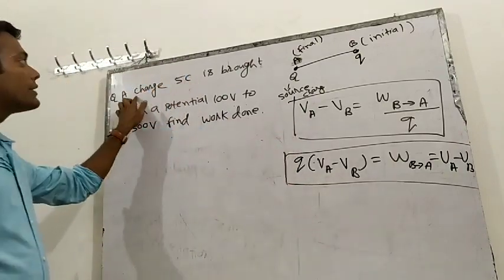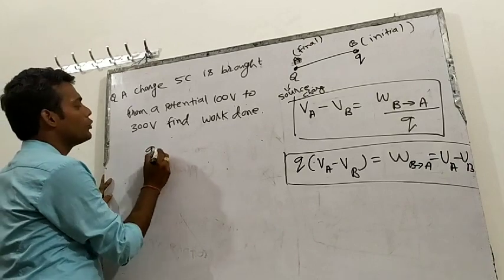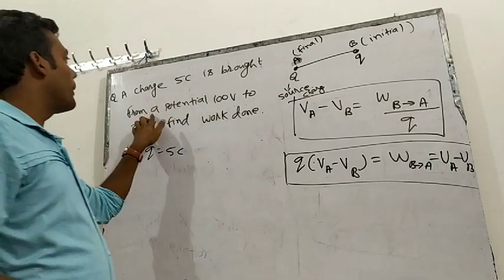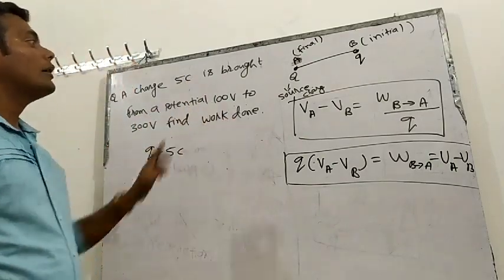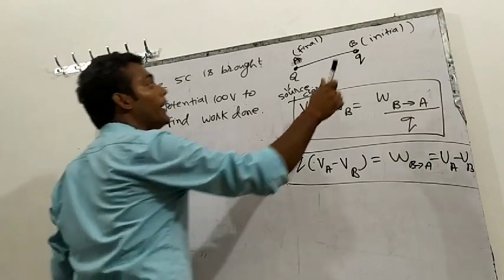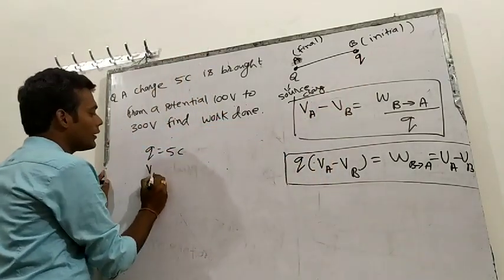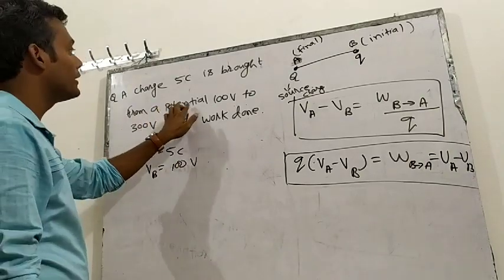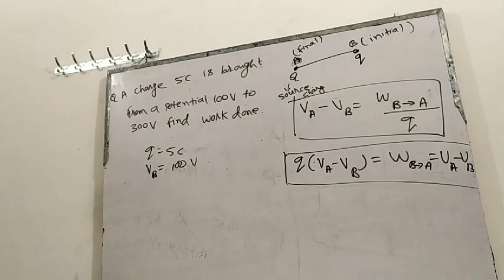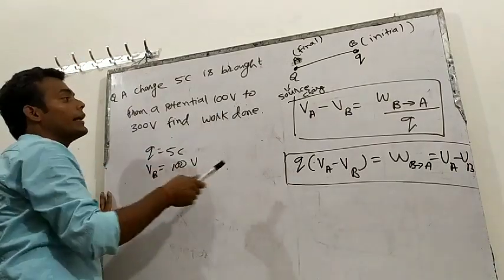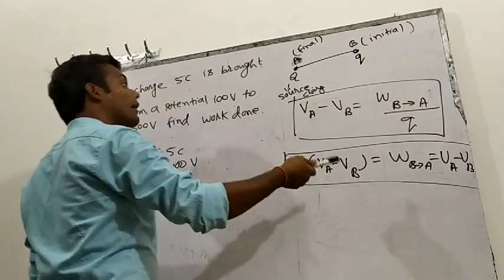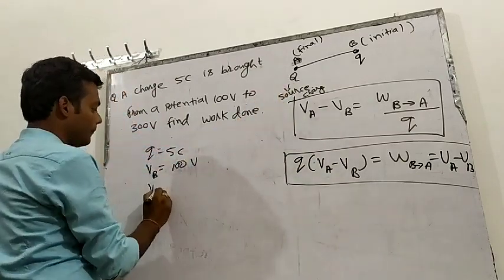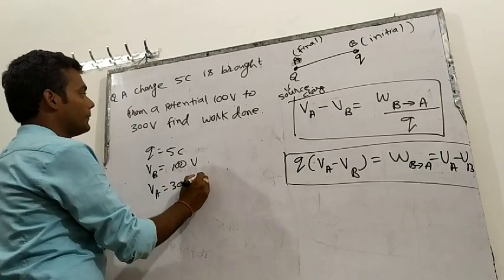So a charge 5 coulomb, where Q is equal to 5 coulomb, is brought from a potential 100 volt. So 100 volt is VB, the initial potential. It is brought from 100 volt to 300 volt. So 300 volt means final potential. So final potential VA is 300 volt.